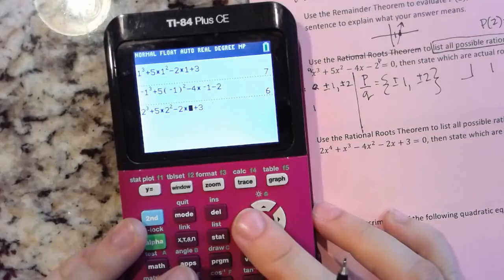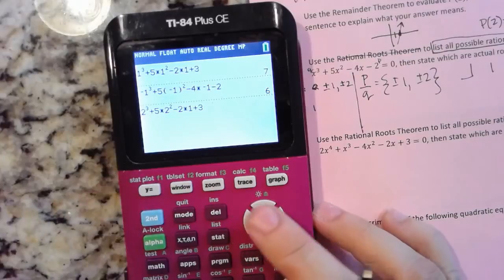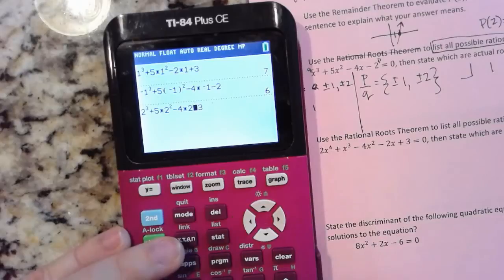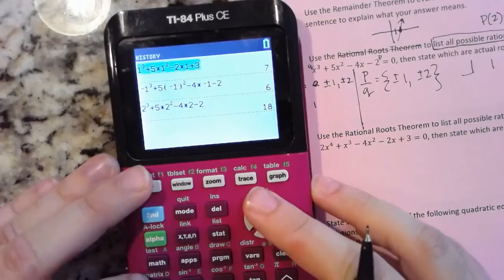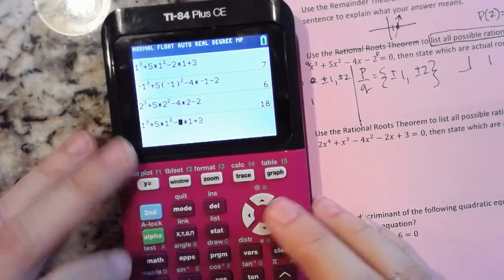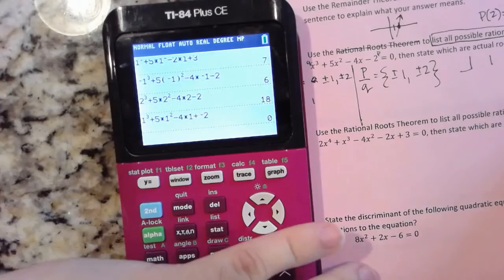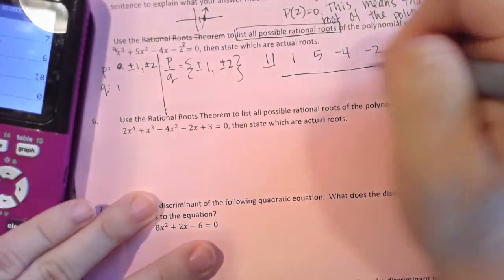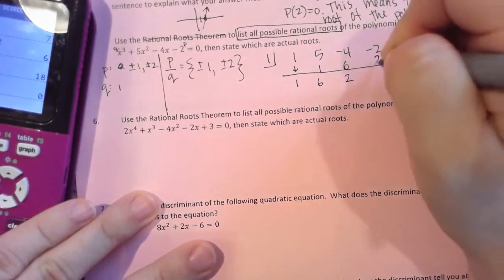Did I screw up somewhere? Yes, hold on. 2 cubed plus 5 times 2 squared minus 4 times 2 minus 2. Okay, I'm going back up to this one. I think I got number 5 and number 6 confused. So 1 cubed plus 5 times 1 squared minus 4 times 1. No, that was 0. So 1 should have worked. Sorry. That's what you get, right? Okay. 1 times 1, 6. 6, 2, 2, 0.